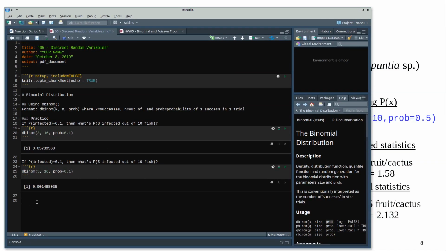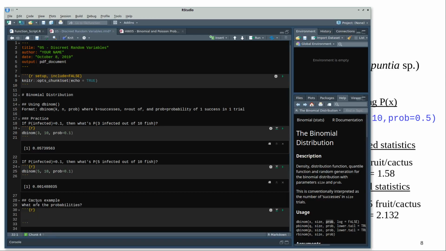I give it in the PowerPoint presentation, but we can also write it here. So cactus example. We want to know the probabilities. Alright, so we have our probabilities. We're going to use dbinom. That's our function for the probability. And we need to know the probability of all of our possibilities. So our possibilities are 0 to 10.